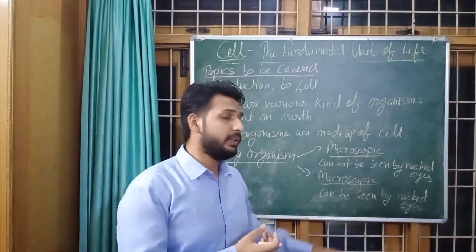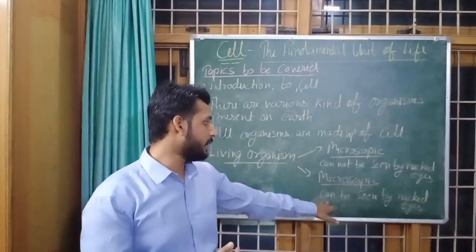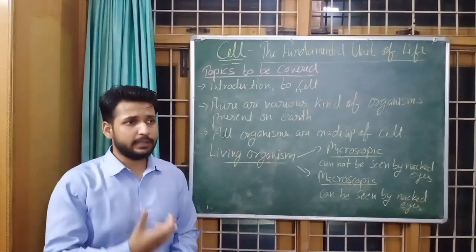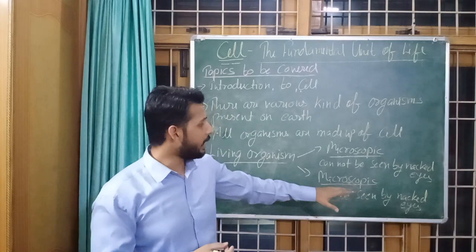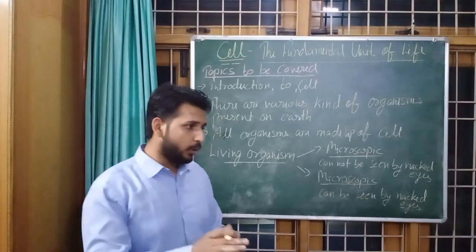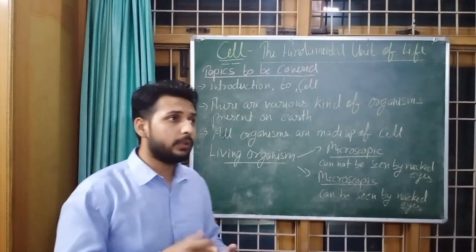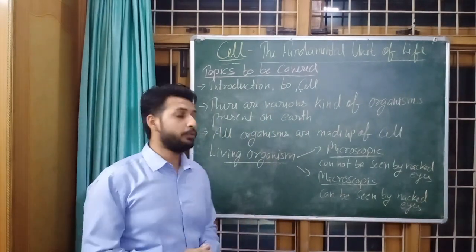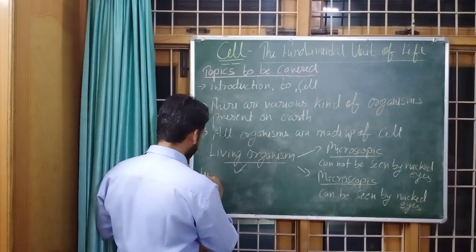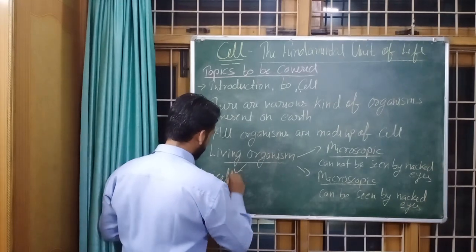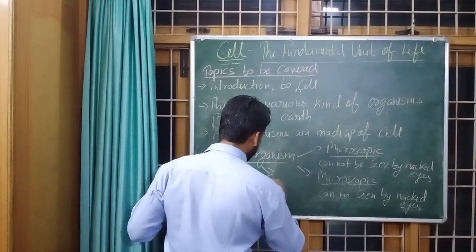our naked eyes. We need some magnifying glass or microscope. And macroscopic, these are the organisms which we can easily see with the help of our naked eyes, and these are larger in size. So on the basis of cell number, we can further classify the organism into two types, like we can see the unicellular organism and next is multicellular.